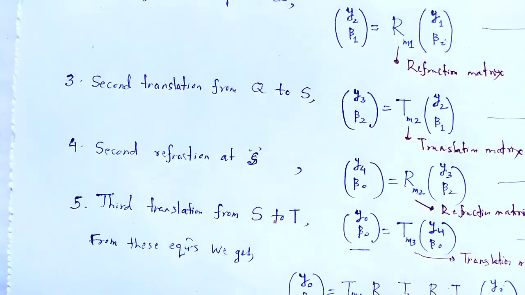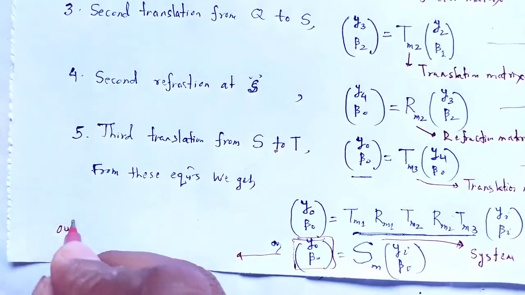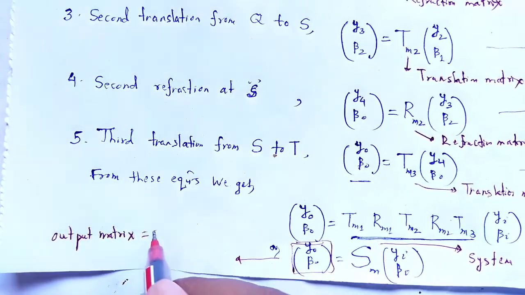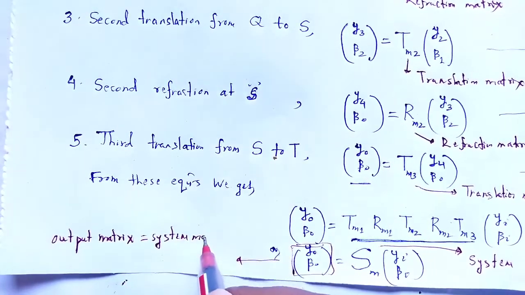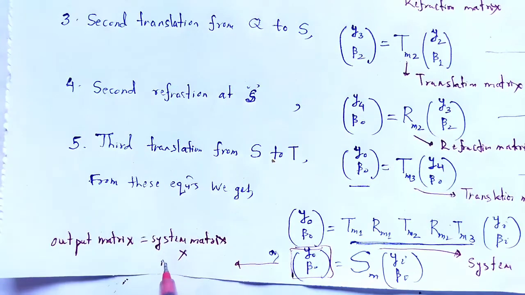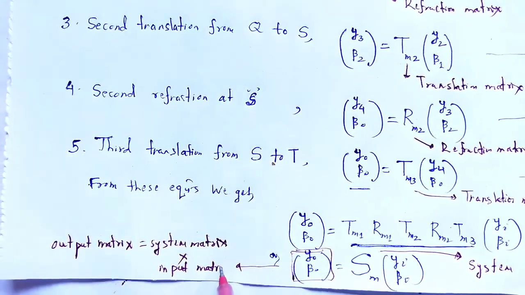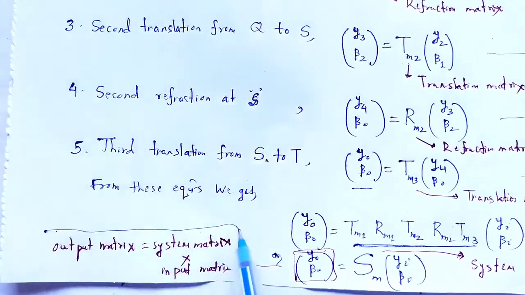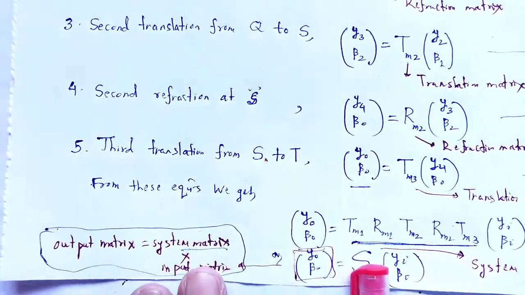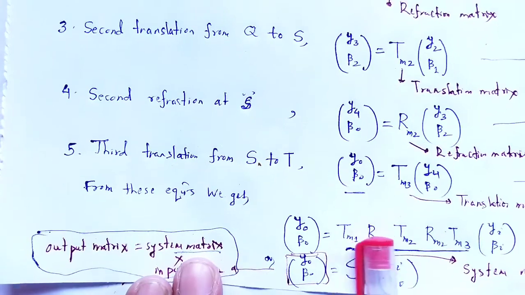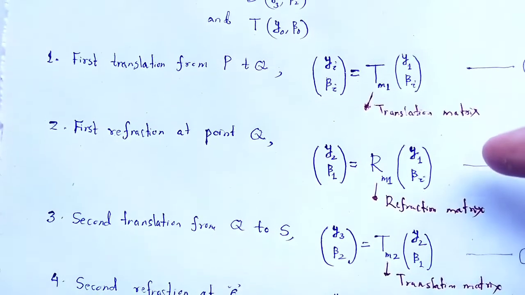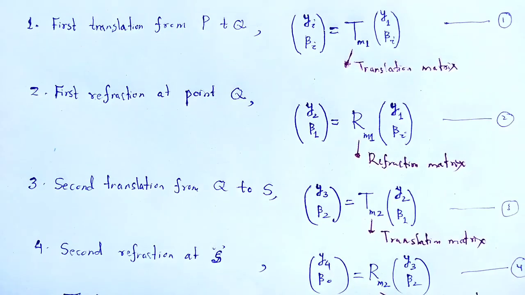So we get here output matrix is equal to system matrix into what? Input matrix. That's the important point. Output matrix is the system matrix into input matrix. System matrix is the combination of translation matrix and refraction matrix. Now we understand the translation matrix and refraction matrix one by one.